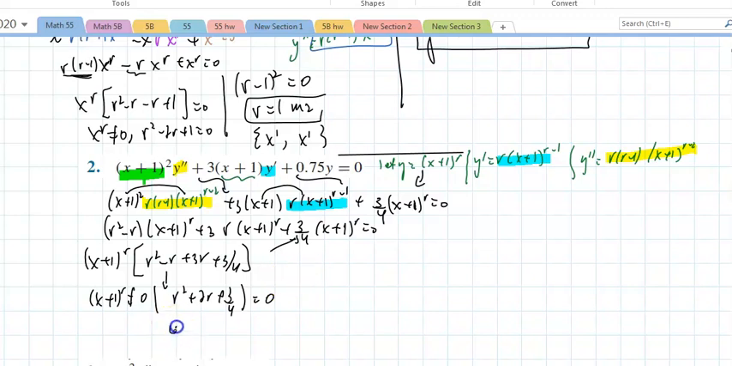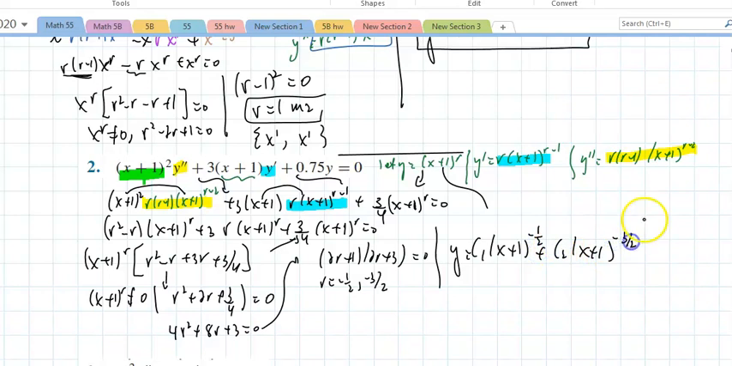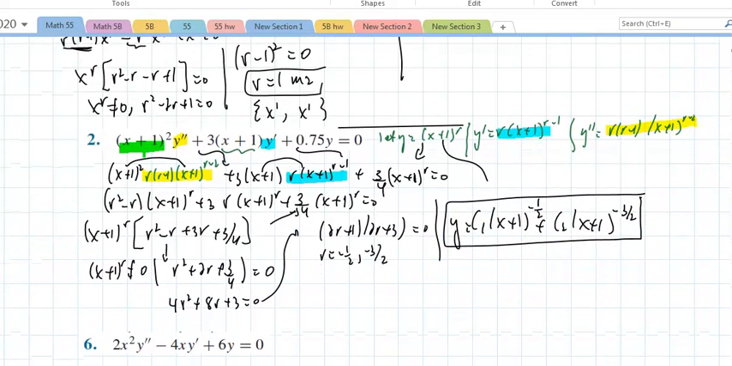And I'm looking at 4r squared plus 8r plus 3 equal to 0. That factors into 2r plus 1 into 2r plus 3. That is 4, 6, 8, yep. So r equals negative 1/2 or negative 3/2. So my solution out of this is y equal c sub 1 into x plus 1 to the negative 1/2 plus c sub 2 into x plus 1 to the negative 3/2. And that would be the general solution.